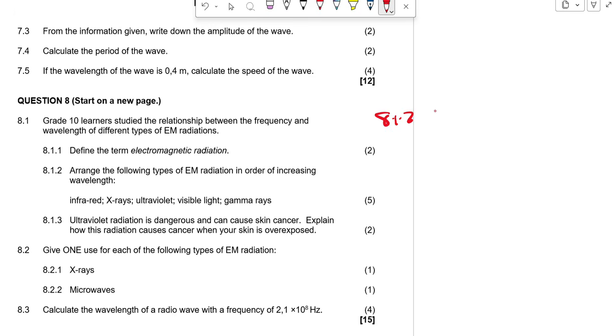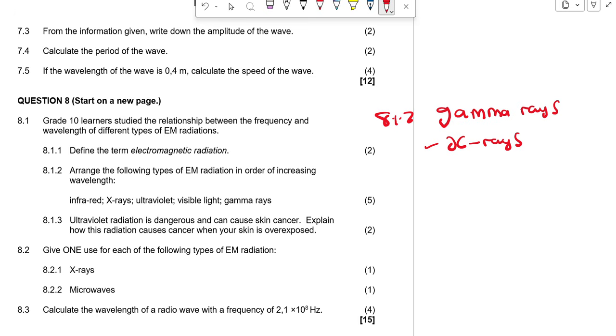What is number one? Gamma rays, it has a low wavelength. Gamma rays, because why? It has a high frequency. And then secondly, here we have what? X-rays second. Remember, gamma rays have a high frequency, and then it is followed by X-rays.